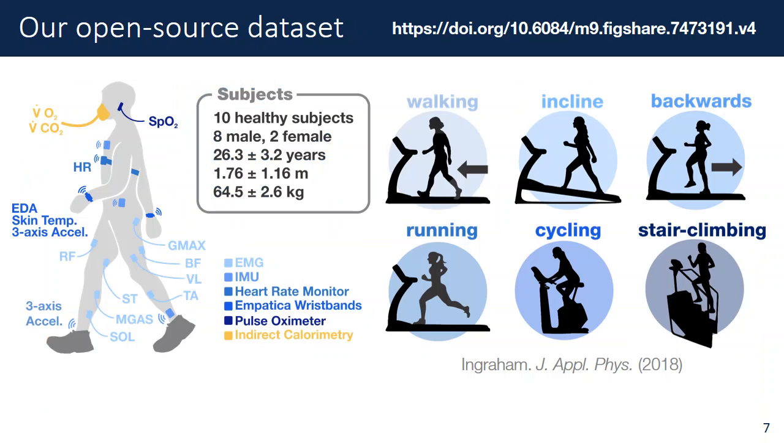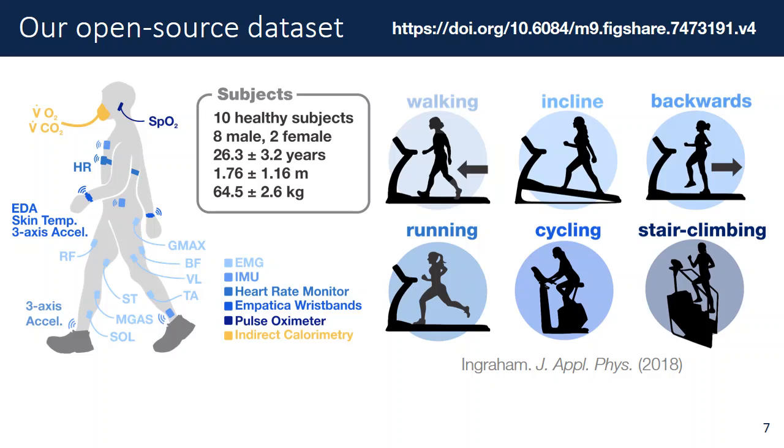For our analyses, we used a dataset that we previously collected, which is also available open source. In this dataset, 10 healthy subjects performed various activities, which included level walking, incline walking, backwards walking, running, cycling, and stair climbing at a variety of speeds and intensities for 5 minutes each.